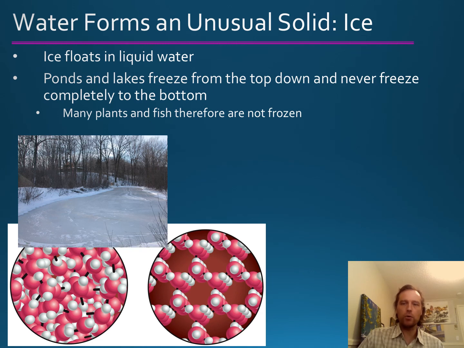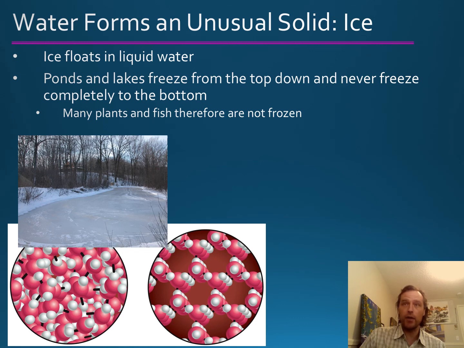Water forms an unusual solid, ice. Why is it unusual? Because ice floats in liquid water. Usually the solid form of something is more dense than the liquid form, but ice is just the opposite. Ponds and lakes freeze from the top down and never freeze completely to the bottom. I mean, at least if they're deep enough. And that enables a lot of plants and fish to survive over the course of a winter in really cold climates. What is going on here?